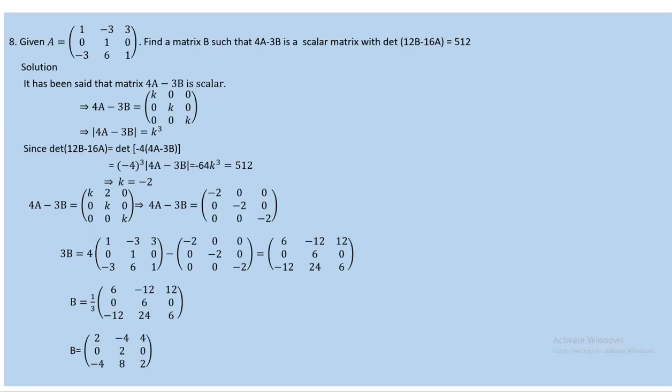So dear students, in order to satisfy the above condition, taking matrix A as it is given, the determinant of 12B minus 16A being negative 512, and 4A minus 3B to be a scalar matrix, matrix B was required. So this shows you that matrix B is a 3 by 3 matrix with these entries: 2, minus 4, 4, 2, 0, 0, minus 4, 8, 2. I hope you have understood.